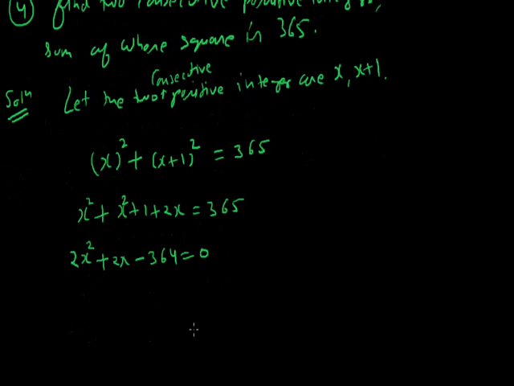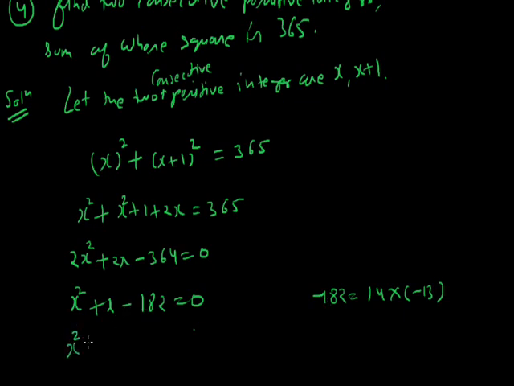365 को लेफ्ट हैंड साइड शिफ्ट करेंगे तो 1 minus 365, that is minus 364 equals to 0. Now अब ये पूरी इक्वेशन 2 से डिविजिबल है तो हम उसको 2 से डिवाइड कर देंगे, so we are getting x square plus x minus 182 equals to 0. Now अब हम 182 के फैक्टर्स करेंगे जिससे हमें 1 मिल सके. So क्योंकि हमें प्लस x चाहिए तो we are writing 14 into minus 13, because 14 plus minus 13, so we are getting plus 1, and 14 into minus 13 we are getting minus 182.